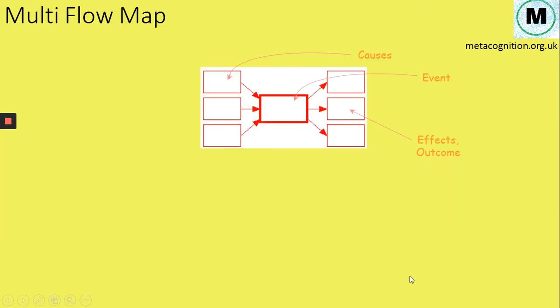Right then, multi-flow map. This is possibly one of the most common, especially from the history side of things. So a multi-flow map is simply cause and effect. Now, the really important thing here from a process point of view is that the event goes into the center box first. That's the most important thing. You're understanding the causes and effects of an event. Therefore, that event is the first thing that goes into that multi-flow map. Only then do you start filling in the boxes either side.